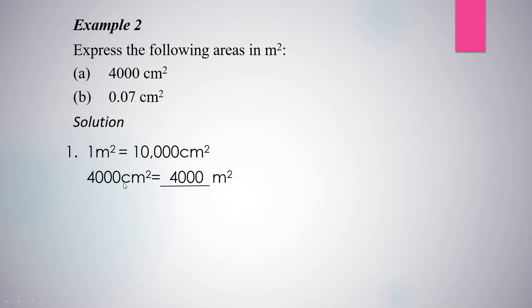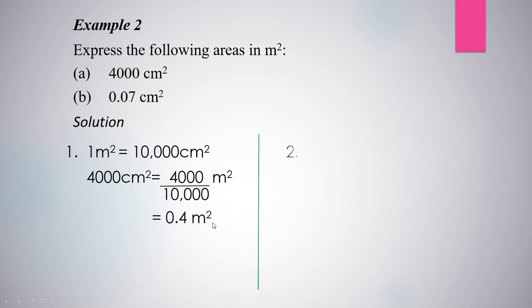So how about if I have 4,000, then I need to divide by 10,000. If you are changing from a smaller unit to a bigger unit, you have to divide by that factor. So now the factor is 1 meter squared is equal to 10,000 centimeters squared. So the 4,000 centimeters squared, if I'm now moving from this side to this side, then I have to divide by the 10,000, and the answer will be 0.4 meters squared.